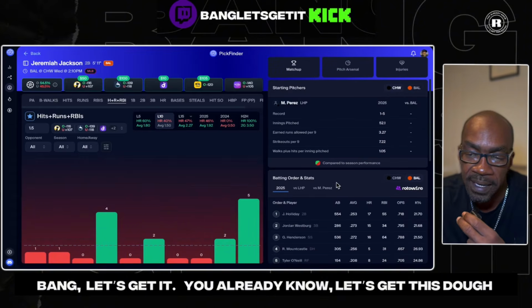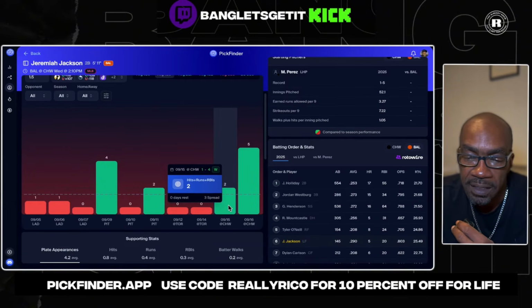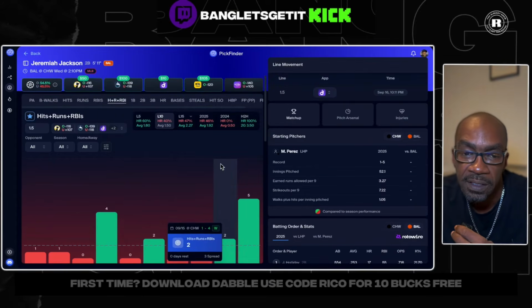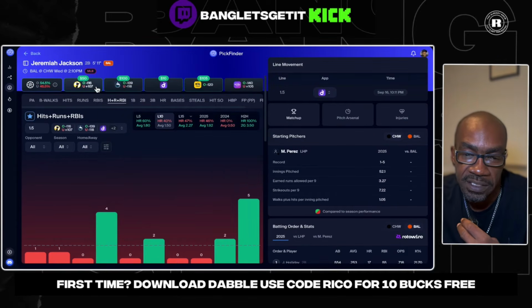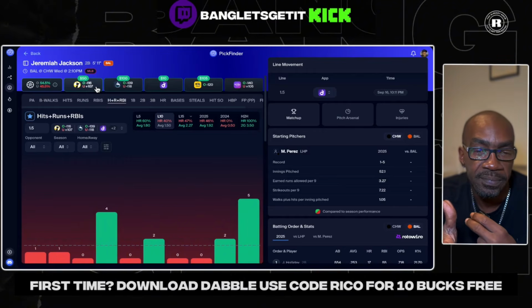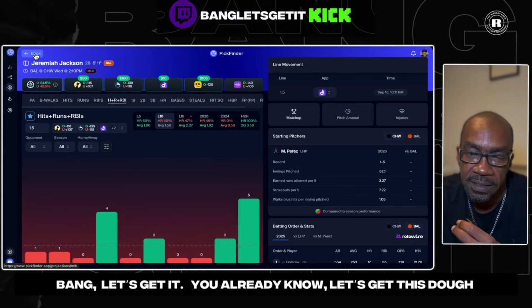You can go look at the matchup versus that pitcher. You can see the history, if this bat is hot or cold. You know what I mean? That's if you need another layer outside of just positive expected value according to what the other books have the price listed at or what they have their odds listed at.